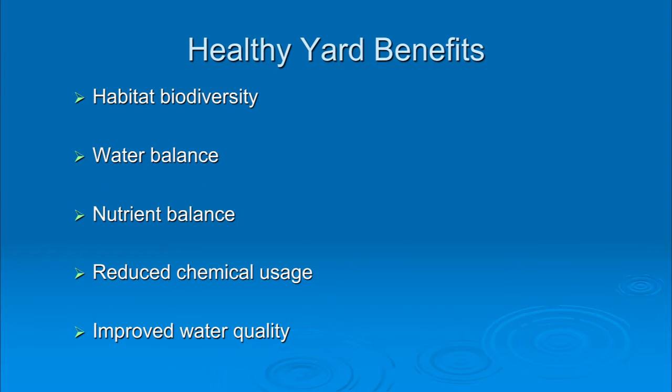Healthy yard benefits. So I've got a bunch of benefits for rain gardens. For your yard, habitat biodiversity. We talked about that water balance. We're talking about storing that water, giving it the opportunity to infiltrate and to reach our groundwater supply. Your rain garden can assist in nutrient balance if there is an upstream or uphill source of nutrients, whether you're fertilizing your lawn or there's nutrients coming from your garden. It could be captured and used by the plants in your rain garden. You're going to reduce chemical usage just because you don't need to use chemicals in your rain garden as opposed to a lawn. You're going to have improved water quality.